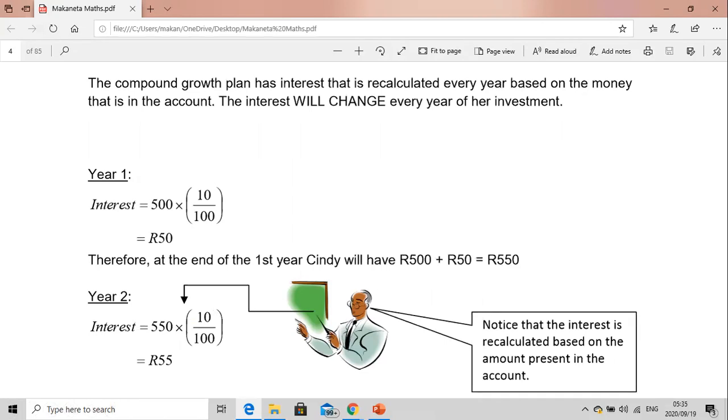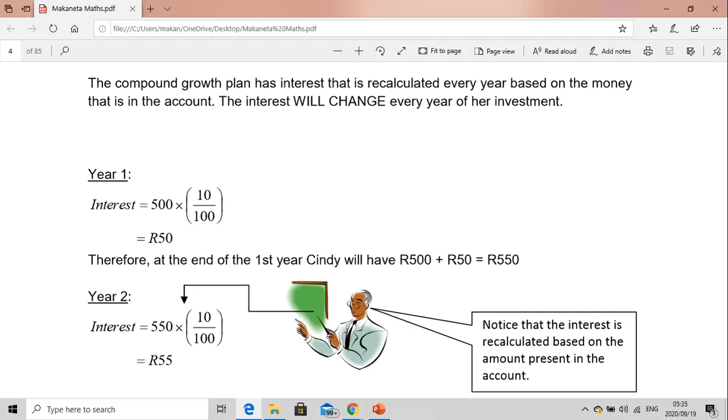Now, in year 2, as I've already indicated, you will have the interest of 550 rands. And of course, you multiply that by the interest. So at the end of the second year, you are no longer adding 50 rands to your investment. You now add 55 rands. And why do you add 55 rands? This is simply because we are now calculating interest on the original amount, which has interest already. That's why we call it interest on interest.